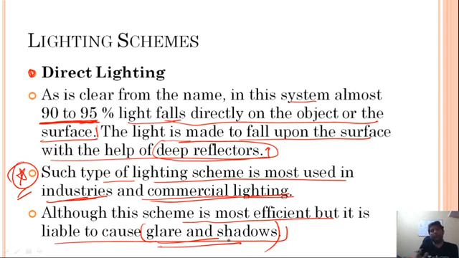So here 90 to 95% of light falls directly on the object with the help of a deep reflector, used in industries and commercial lighting. इसके अंदर कुछ नहीं है, इसमें 90 to 95% जो है लाइट फॉल हो रही है ऑब्जेक्ट के ऊपर और विद द हेल्प ऑफ डीप रिफ्लेक्टर की मदद से. कहां पर यूज करते हैं? इंडस्ट्री और कॉमर्शियल लाइटनिंग में करते हैं. होते कैसे हैं इन्हें देखते हैं अभी.